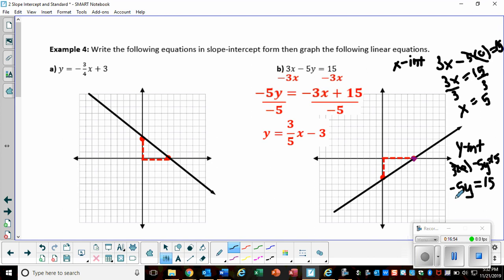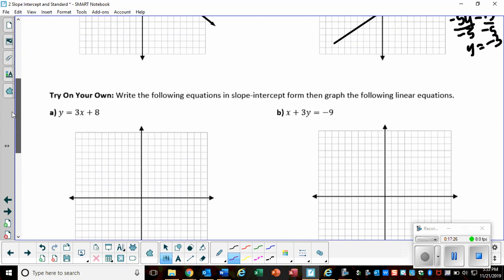So now I'm going to get y by itself by dividing by negative 5. So I get y equals negative 3, and that is my y-intercept. So I would plot my point right there as well, and then draw my line through. So those are two different ways you can do it for standard form. This slope-intercept form is always my go-to, mine personally. You guys, it's up to you.